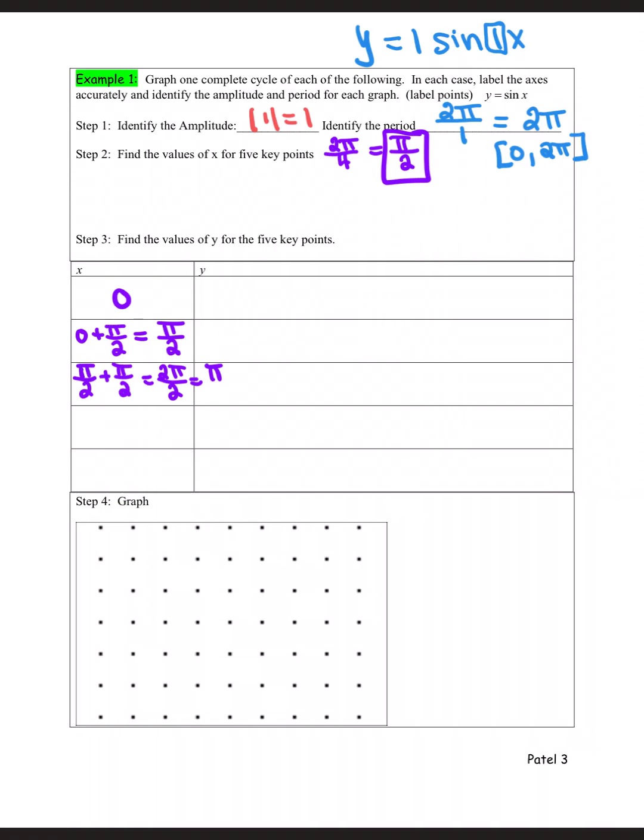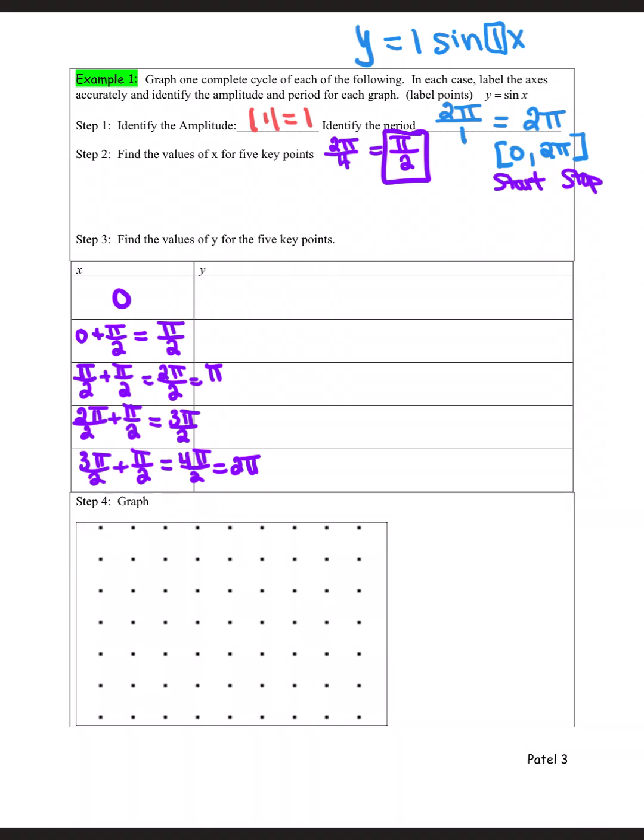My fourth x value will be, I'm going to keep the 2 pi over 2 plus the pi over 2, since it already has a common denominator. That'll give me 3 pi over 2. And then we have 3 pi over 2 plus pi over 2. That's 1 pi over 2, so that's 4 pi over 2, which is 2 pi. So notice I started at 0 and I stopped at 2 pi, so I know I have my x values correctly.